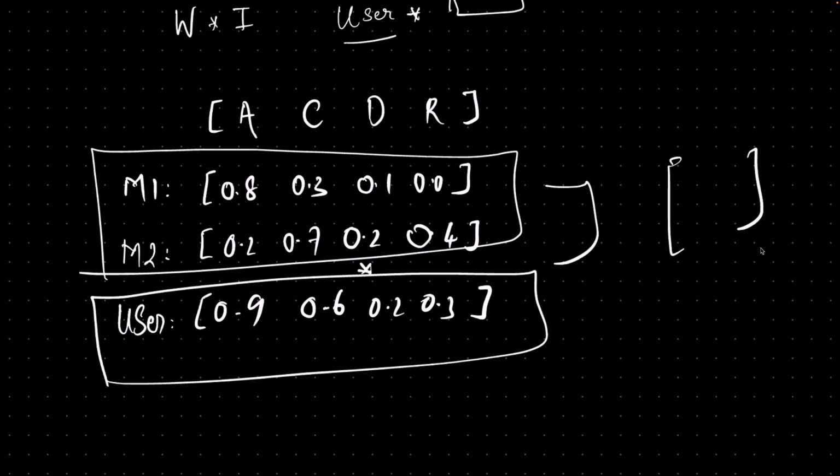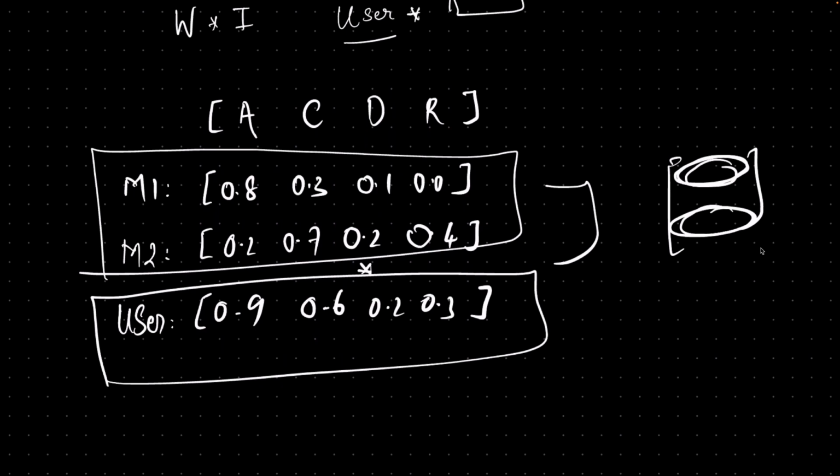That is how likely it is that this user is going to watch movie 1, or how likely it is that this user is going to watch movie 2. Don't worry, I'll take a step-by-step example which you'll understand better, but that's how it is used.